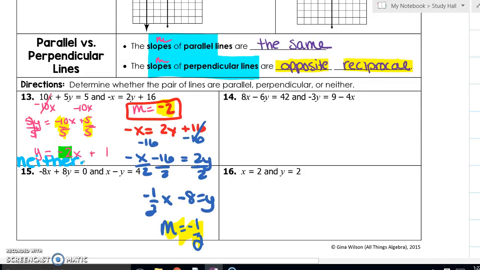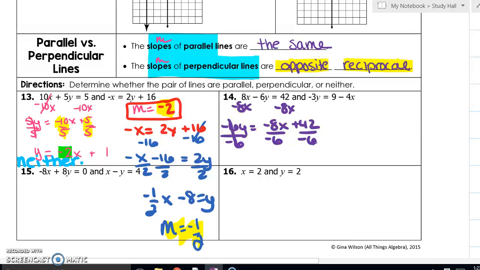Okay, and I'll erase number 13. When we get to 15, I'll give you a chance to write it down. For number 14, again, we're going to get y equals by isolating the term that has y in it. Isolate the term that has y in it by moving x to the other side and divide by negative 6.